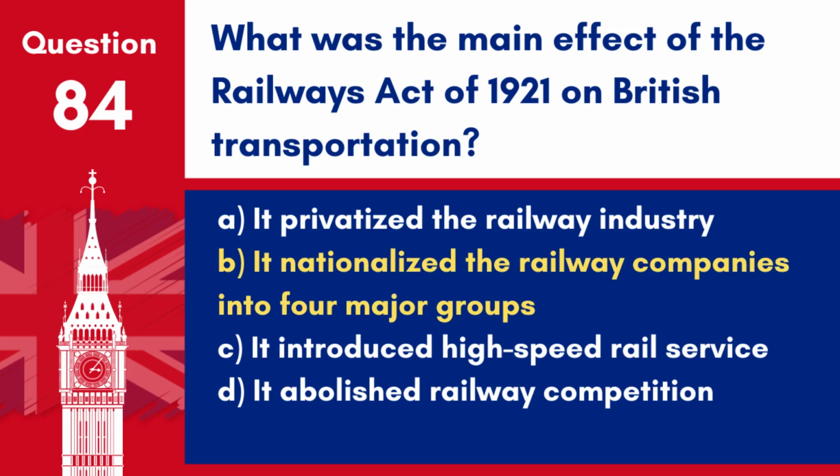Answer: B. It nationalised the railway companies into 4 major groups. The Railways Act of 1921 had a significant effect on British transportation by reorganising and nationalising railway companies into 4 major groups, aiming to increase efficiency and reduce competition.